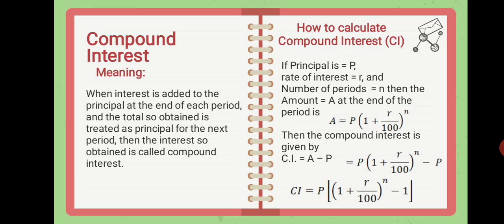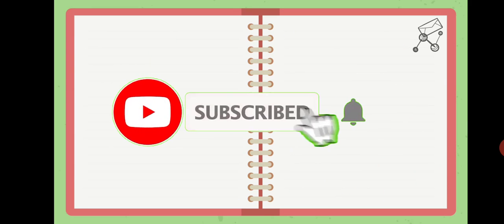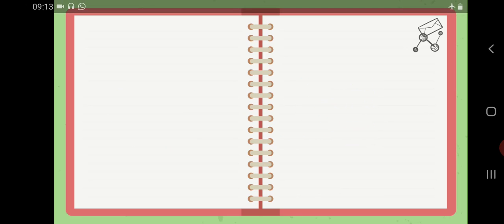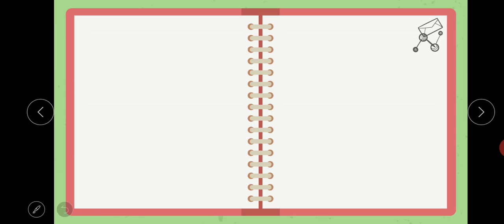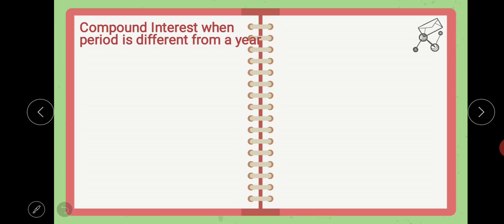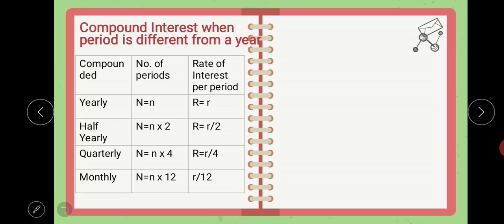Now, compound interest when the period is different from a year. For compound interest compounded yearly, we can use the same formula as the previous one, but when the interest is compounded half yearly, quarterly and monthly, we can use this calculation.